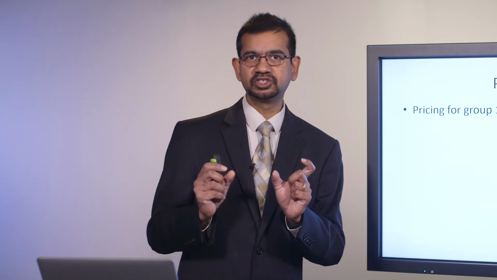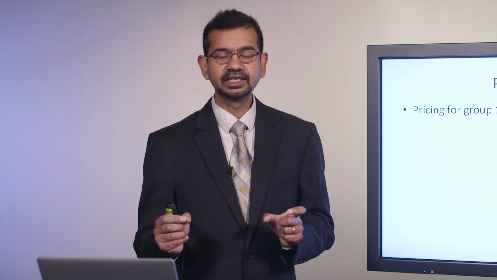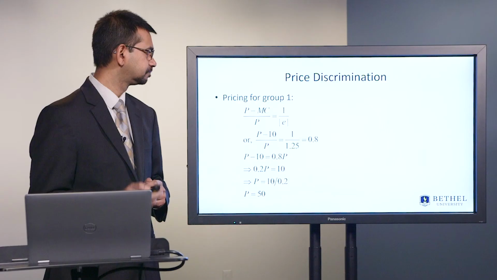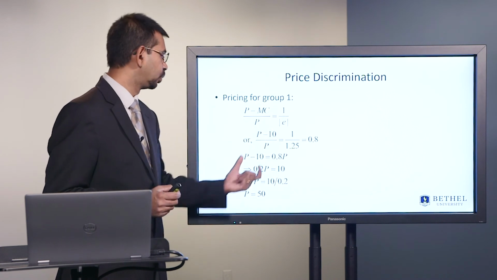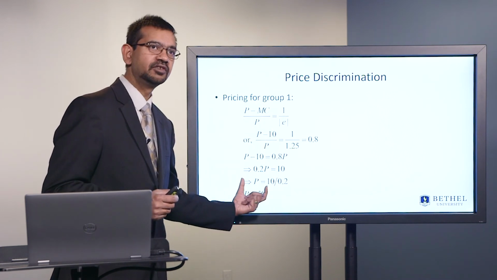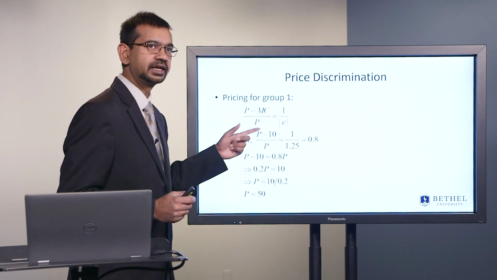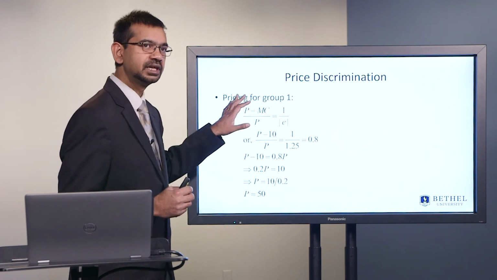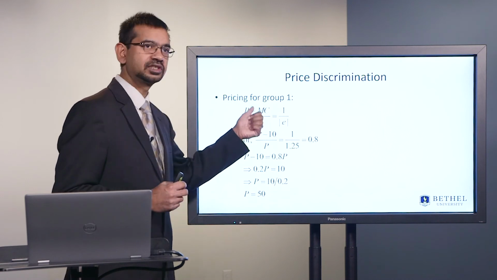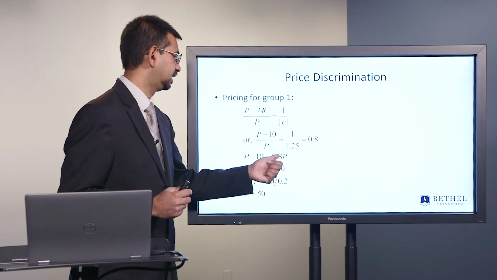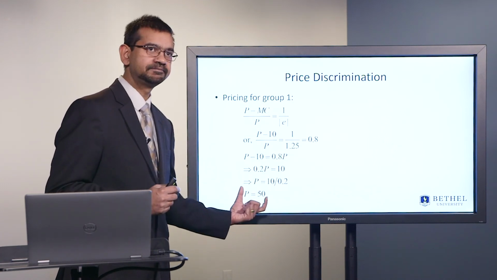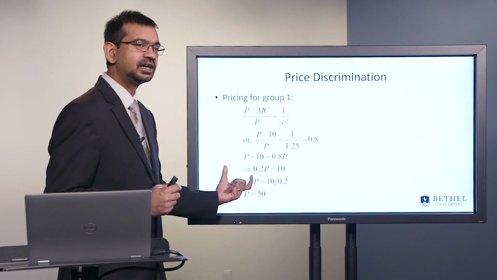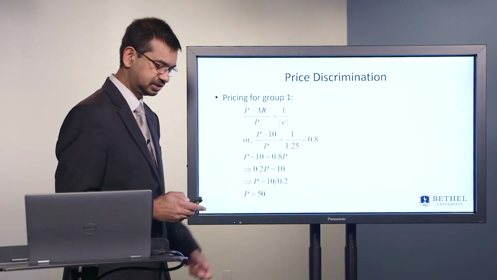Now, if the monopolist can distinguish between these two groups and keep them separate, they can have different pricing strategies for each of these groups. For example, for group one, a monopolist applying the same formula will then be able to charge a price of 50 for the product when the marginal cost is 10. Again, we're using the same formula, we're just plugging in the numbers, and we can get the price. I can plug in the marginal cost 10, plug in elasticity at 1.25, and simplifying this, we get price equals 50.